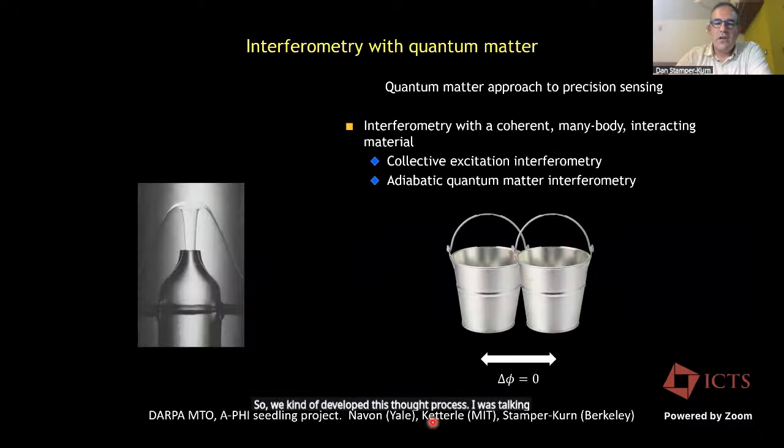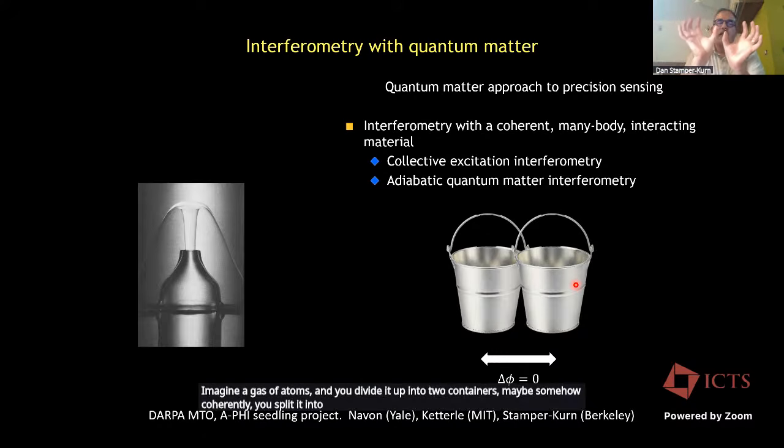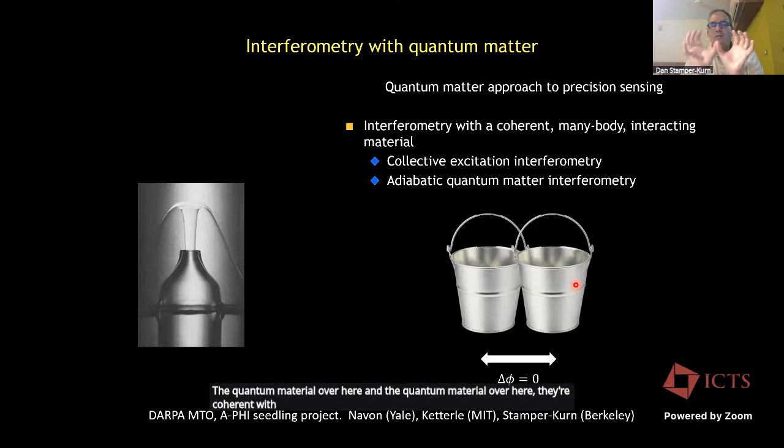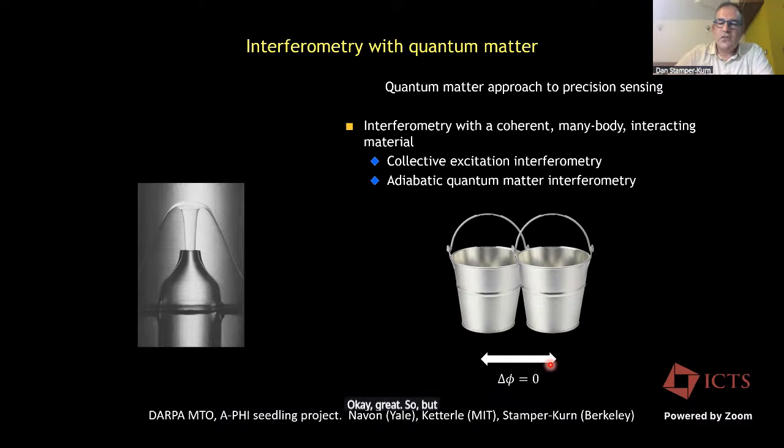I was talking with Wolfgang Ketterle. We still interact quite a bit. Nir Navon at Yale, we've been working on this topic. But we just thought to ourselves, what if you built a different kind of interferometer where you take like a quantum fluid, a gas of atoms, could also work with other quantum fluids like helium or something, but imagine a gas of atoms and you divide it up into two containers, maybe somehow coherently. You split it into two containers, and now the quantum material over here and the quantum material over here, they're coherent with one another, and perhaps their relative phase is zero. Okay, great. But they're divided into two separate containers.